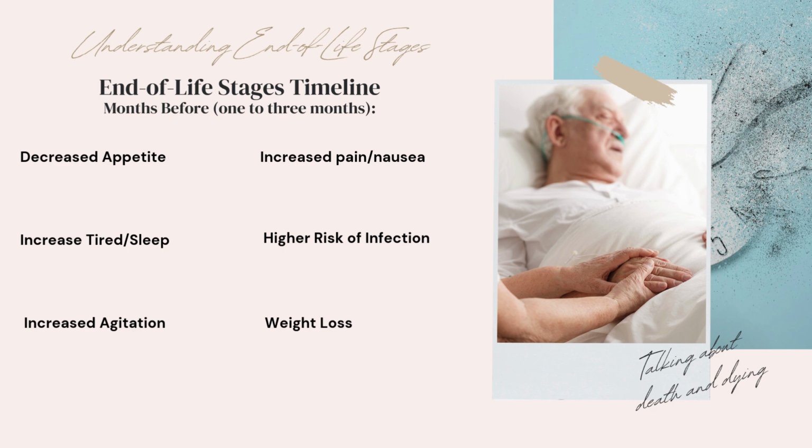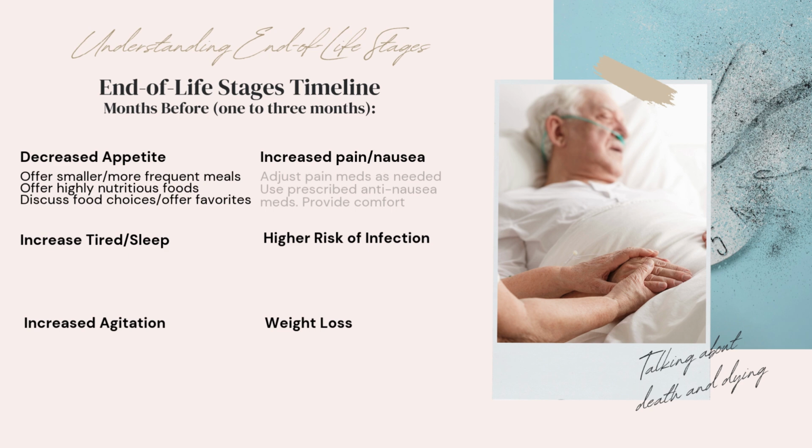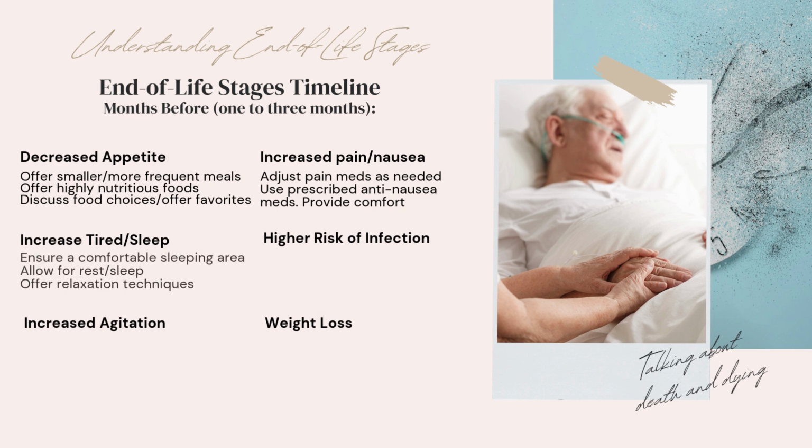Decreased appetite. Offer smaller and more frequent meals. Provide highly nutritious foods. Discuss food choices and offer favorites. Increased pain and nausea. Per their doctor's orders, adjust pain medications as needed. Use prescribed anti-nausea medications and provide comfort. Increased tiredness and sleeping. Ensure a comfortable sleeping area and allow for rest and sleep.